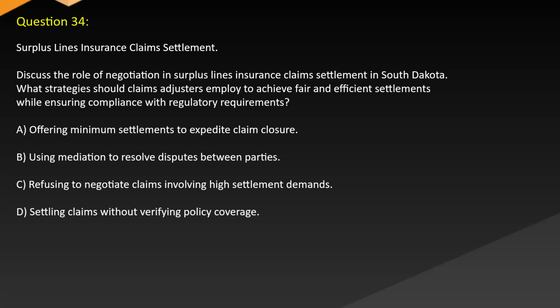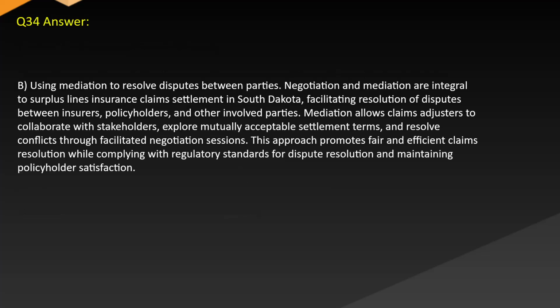A. Offering minimum settlements to expedite claim closure. B. Using mediation to resolve disputes between parties. C. Refusing to negotiate claims involving high settlement demands. D. Settling claims without verifying policy coverage. Answer is B. Using mediation to resolve disputes between parties.